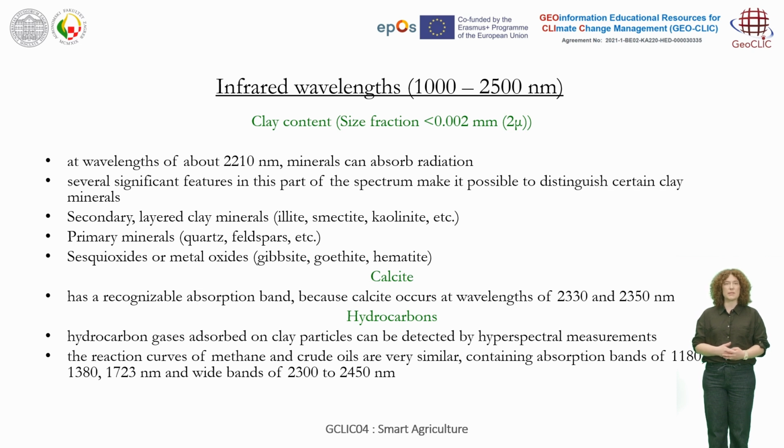To distinguish certain clay minerals, we have secondary layered clay minerals like illite, smectite, and kaolinite, primary like quartz, feldspars, and sesquioxides or metal oxide like gibbsite, goethite, or hematite. We can use wavelengths in the infrared part to predict calcite, which is also specific absorption band from this part of the spectrum from 2300 nanometers approximately. And we can also monitor hydrocarbons because hydrocarbon acids are absorbed on clay particles and can be detected in this part of the spectra as well.